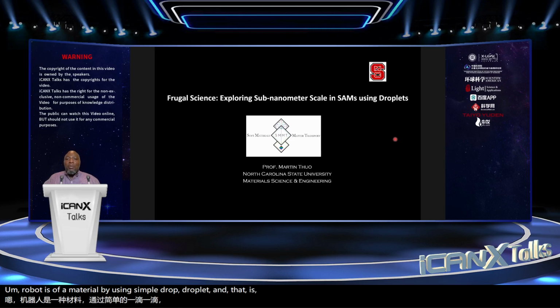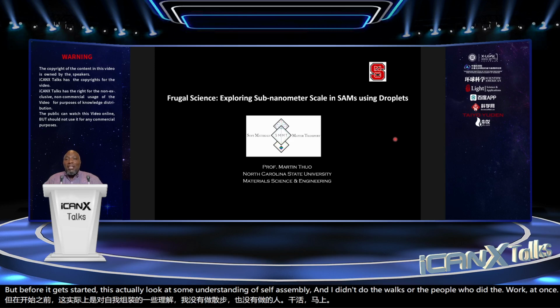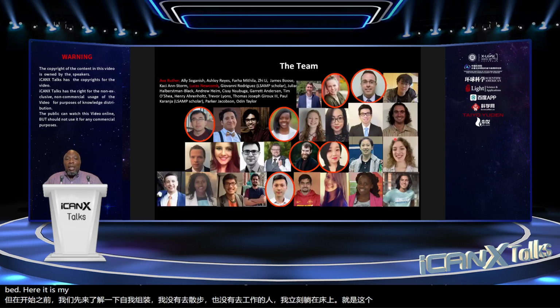And that is a simplification of saying that whenever you introduce a droplet to a surface, you have to establish equilibrium. So there's some strong thermodynamics underneath all that discussion. But before we get started, let's look at some understanding of self-assembly. I didn't do the work, so the people who did the work are the ones highlighted in red here. This is my group at NC State and previous members.